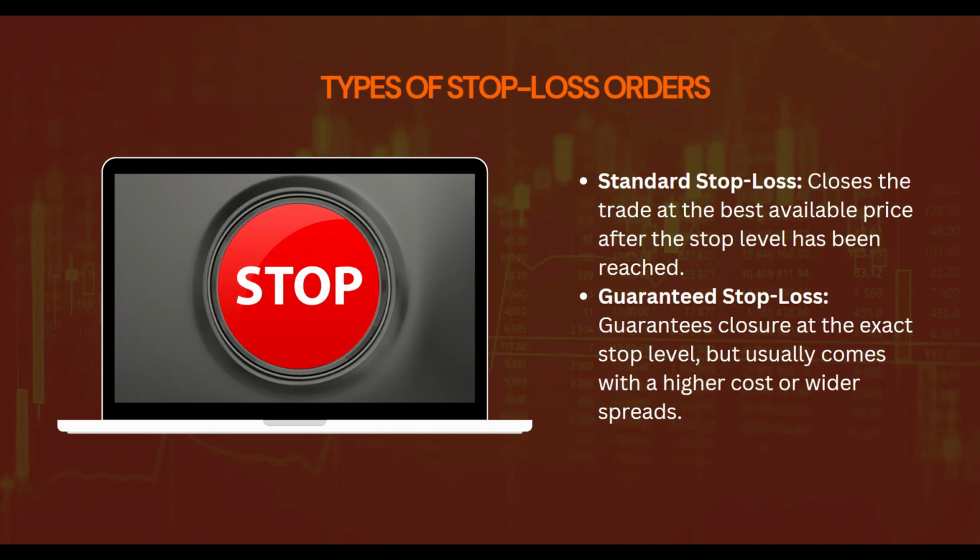Okay, so a standard stop loss closes the trade at the best available price after the stop level has been reached, like I just explained. You have a guaranteed stop loss as well. So it guarantees closure at the exact stop level, but usually comes with a higher cost or maybe wider spreads. Now, I've never used a guaranteed stop loss before. I've always used the standard one, but I'll explain what the guaranteed one is for you as well.